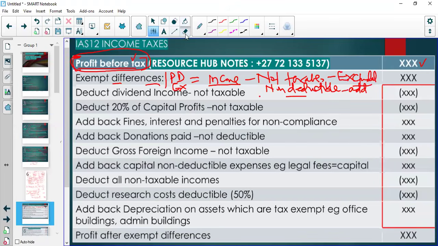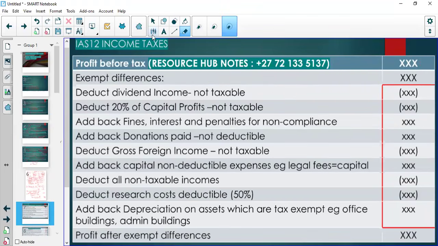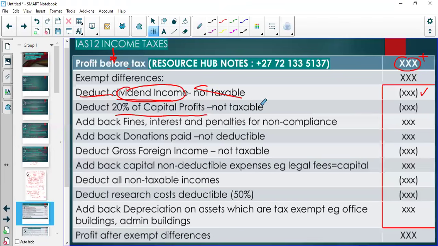Non-deductible expenses. So I've given you a list, and I want to believe that you have this list already. Do you not? Dividends income should be removed because it's not taxable. So if it was income that was originally included in profit before tax, and the effect of the inclusion was to increase profit, so the figure we have as profit before tax includes a plus from the dividend income. If we want to remove the effect, we subtract that effect, right? So 20% of the capital profits, which is not taxable, we deduct.